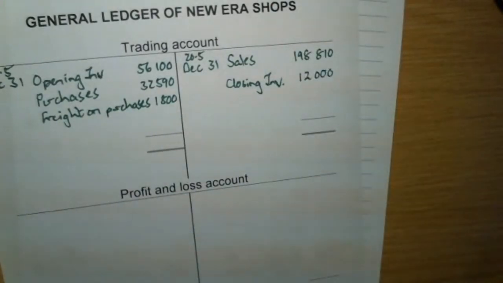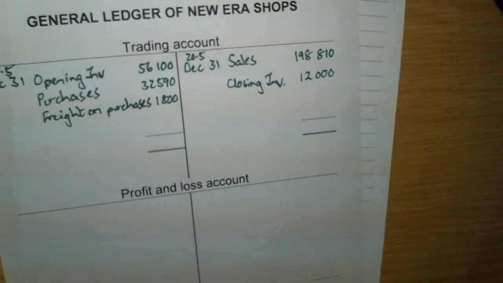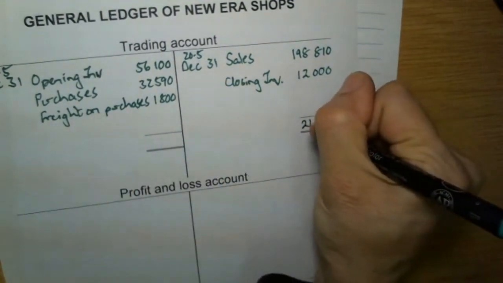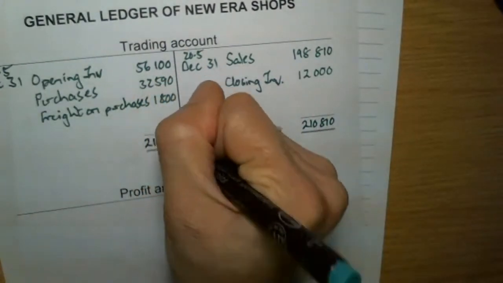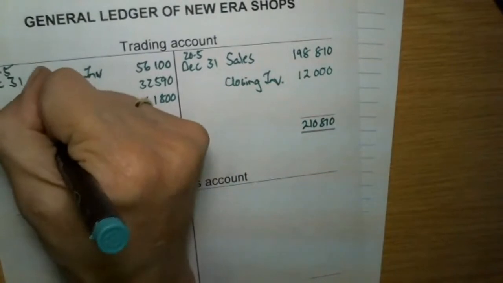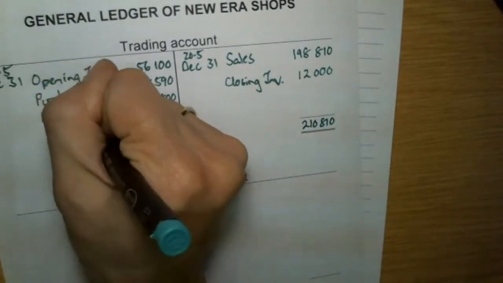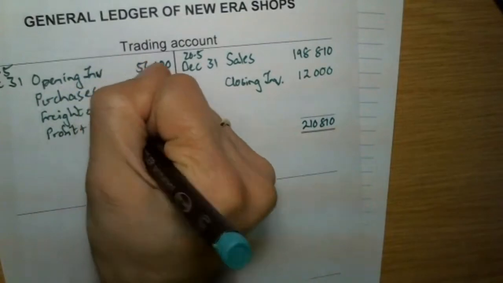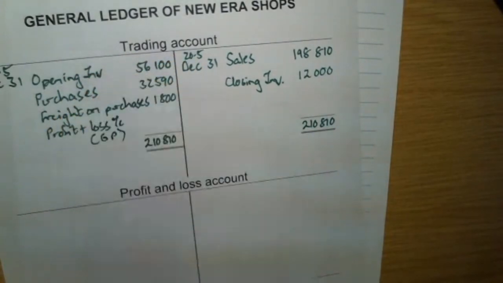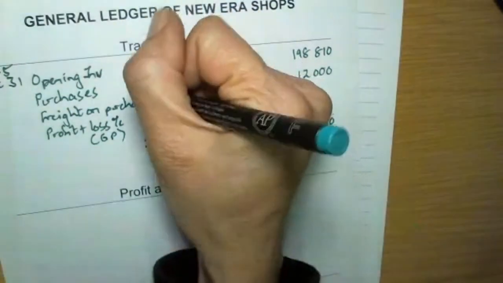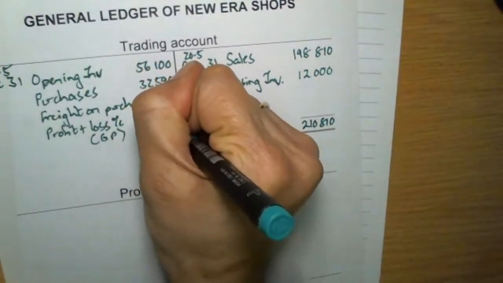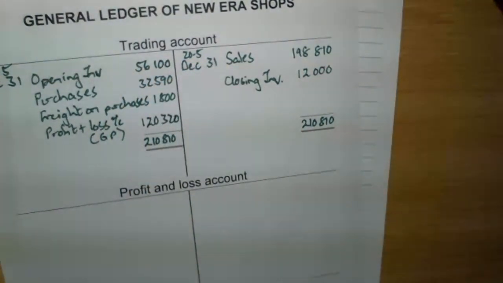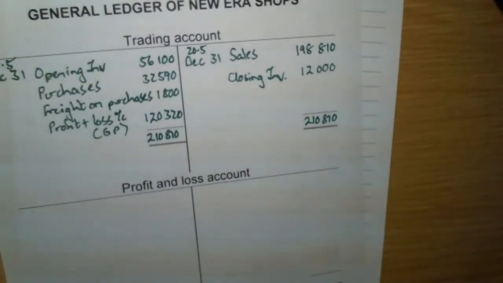So now I've got all the amounts that I need in my trading account. The credits add up to 210,810. I'm now going to be calculating what my gross profit amount is, and that gross profit amount is going to be transferred to my profit and loss account. So this is my gross profit for the period. If I take that 210,810 and I subtract all of these debit amounts that I have here, the balancing amount is 120,320. So that's the amount that I need to make the adjustment for.